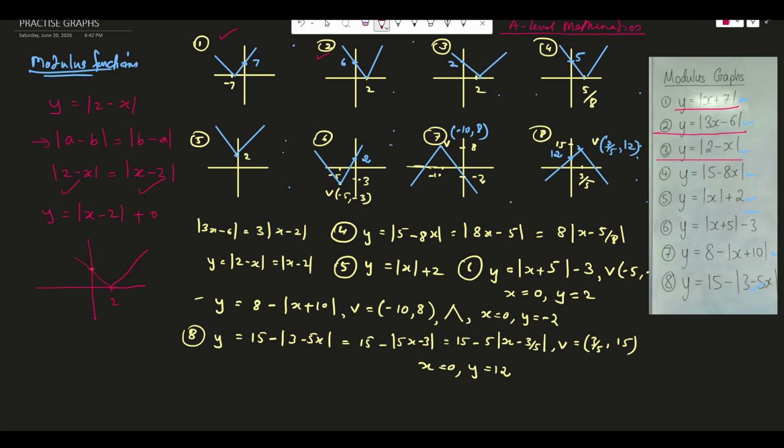The y-intercept will be when x is equal to 0. So when x is equal to 0, y will be modulus of minus 2 plus 0, so y will be 2. So the graph will be this. Can you see the third question? The graph is V shape, the vertex is at 2, and the y-intercept is 2. Important concept, remember this.